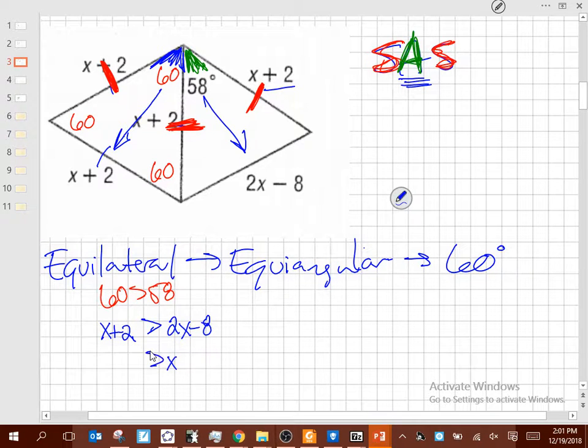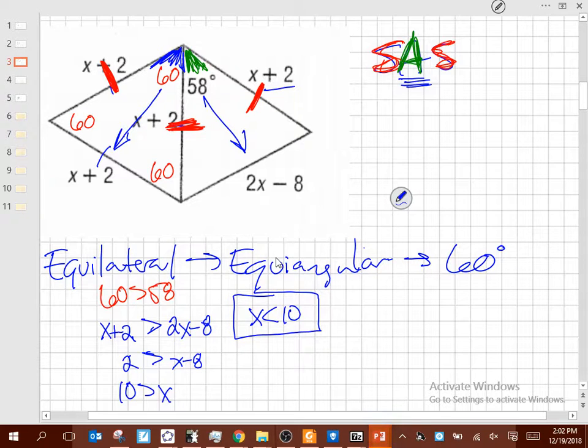Subtract x from both sides, add 8 to both sides. Is it okay if I do all those steps at once? If you guys need me to slow things down, just let me know. Now add 8 to both sides. Is that still x is less than 10? Yes. Okay, if 10 is greater than x, then that means x has to be less than 10.